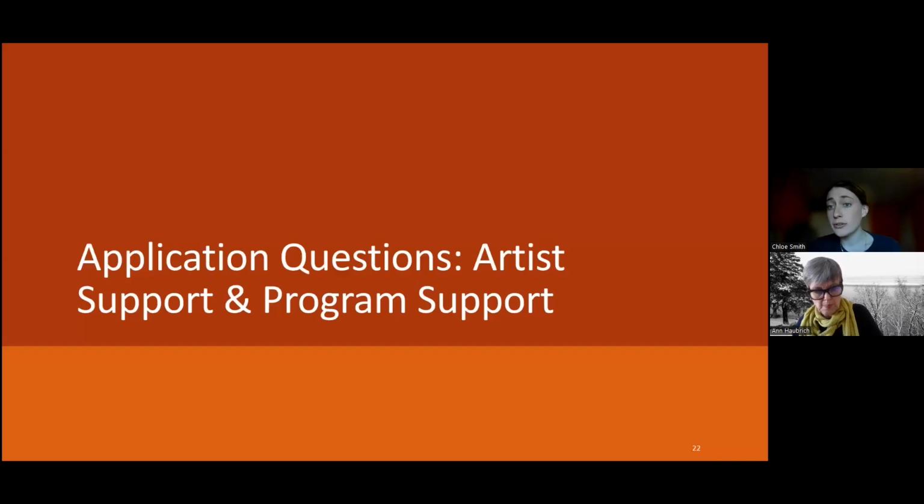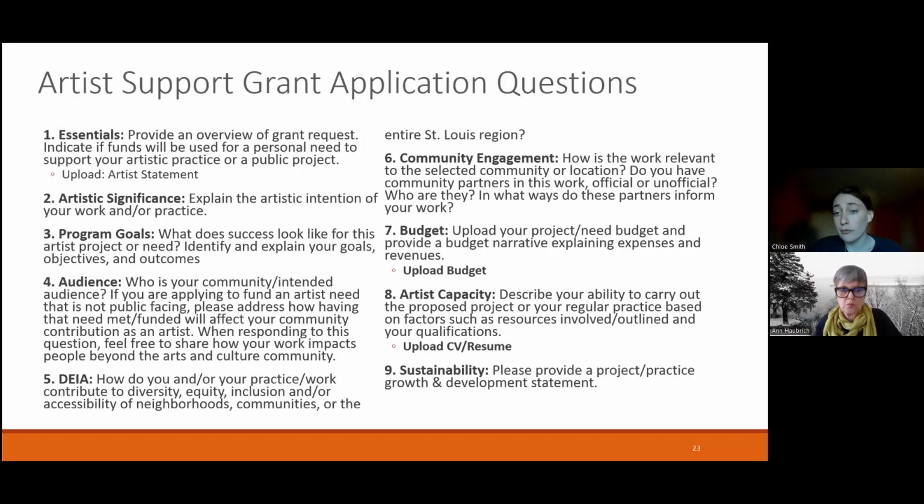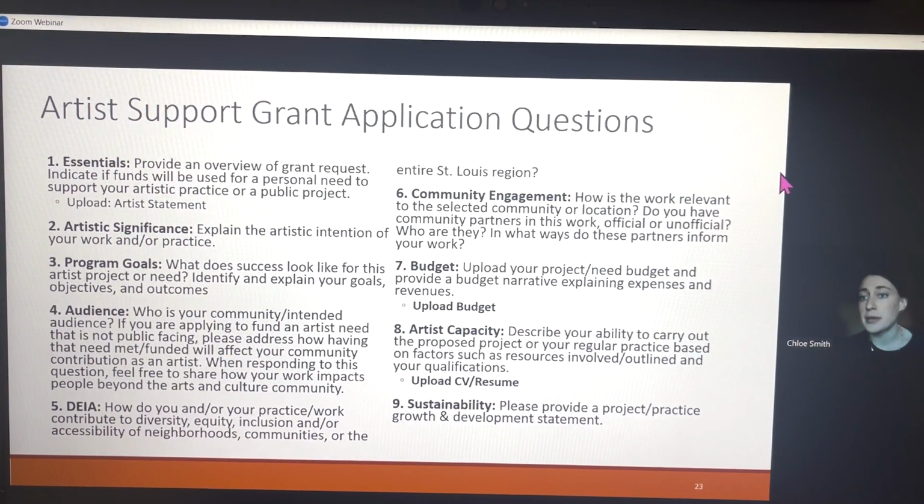And now we're going to take you through the questions for the program support and artist support grant application. I'm going to begin with the questions for artist support. Your first question will be about the essentials. You'll provide an overview of your grant request, indicate if funds will be used for a personal project or a personal need to support your artistic practice, and this is of course where you'll upload a copy of your budget.